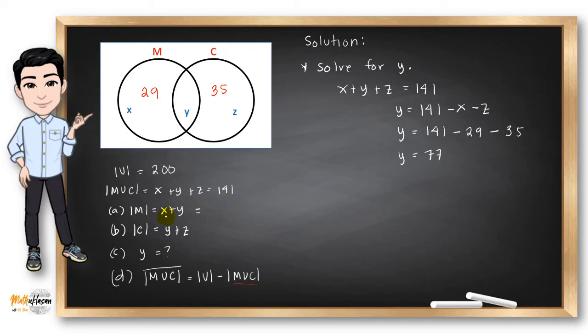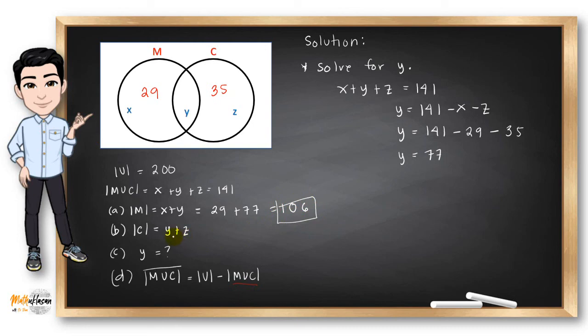Here, X is 29 and Y is 77. Therefore, the cardinality of M is 29 plus 77, or this is equal to 106. So meaning 106 students prefer drinking milk tea.